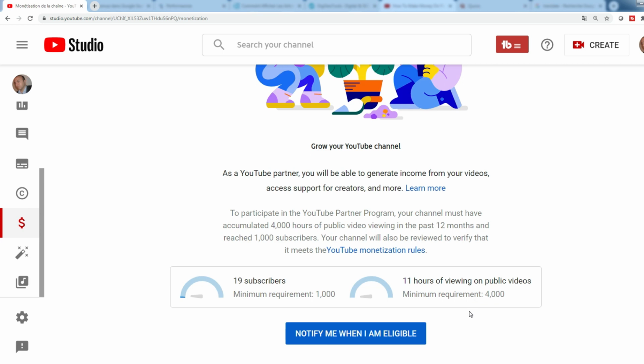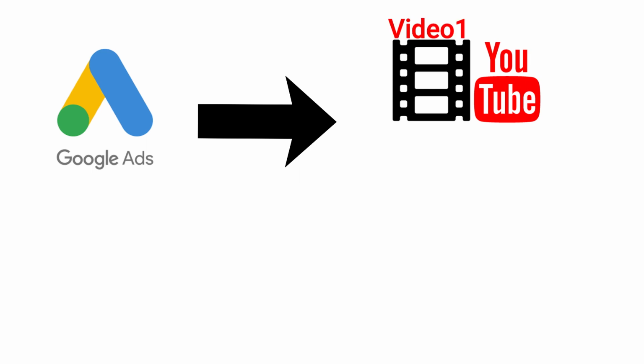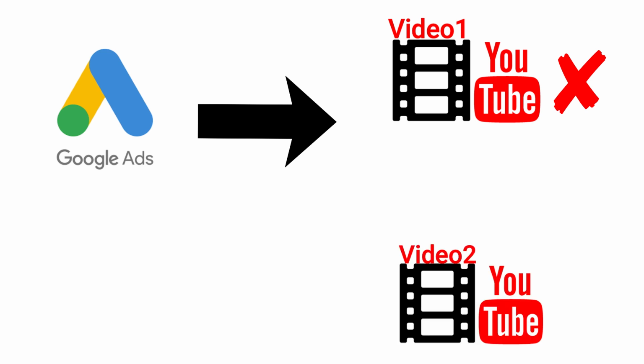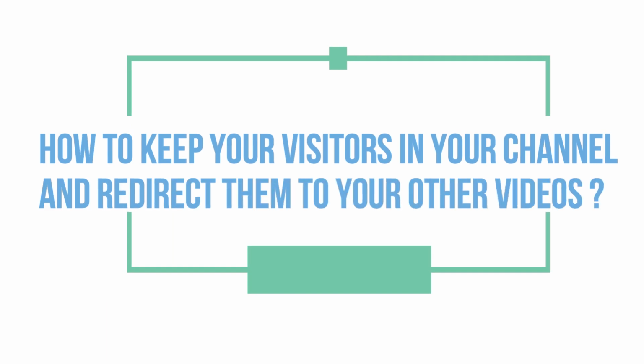But wait, it's not that obvious. Let's look at this diagram together to understand. The views that come directly from the Google ad campaign, they in fact are not counted. On the other hand, when a visitor stays on your channel to watch one of your other videos, in this case, these views are indeed counted. So the question now is, how to keep your visitors in your channel and redirect them to your other videos?